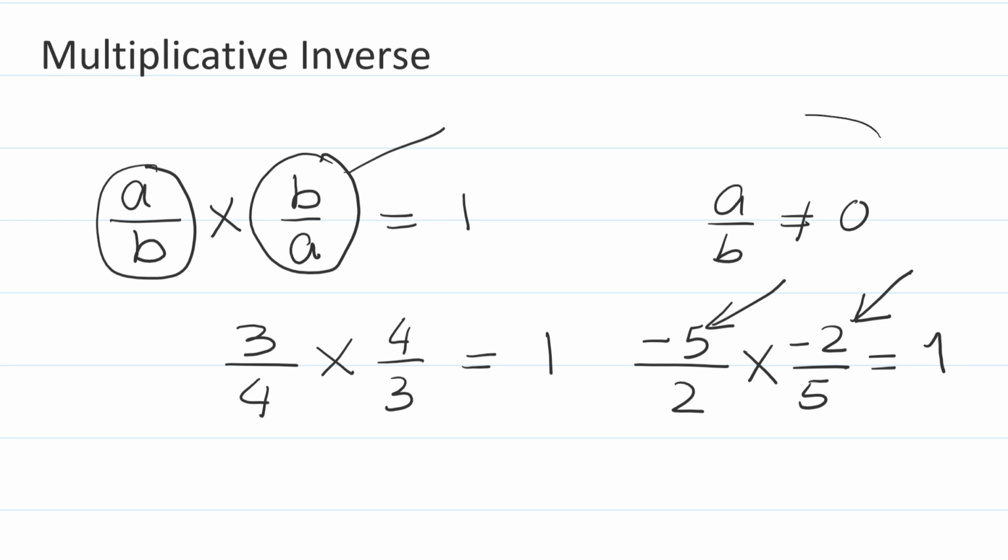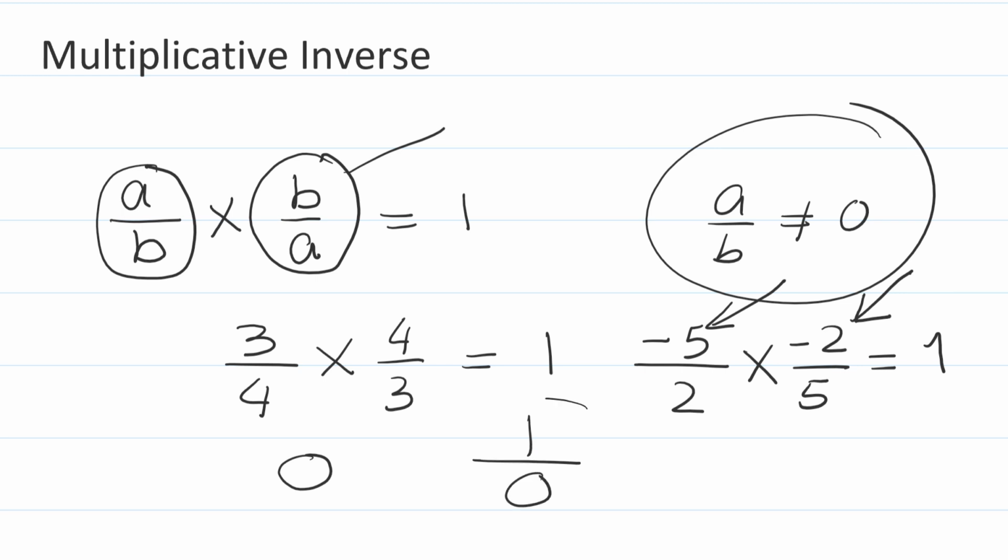So use this property for non-zero rational numbers. 0 has no reciprocal. 1 upon 0 is not defined. 1 upon 0 is not a rational number. So don't use this property for the rational number 0.